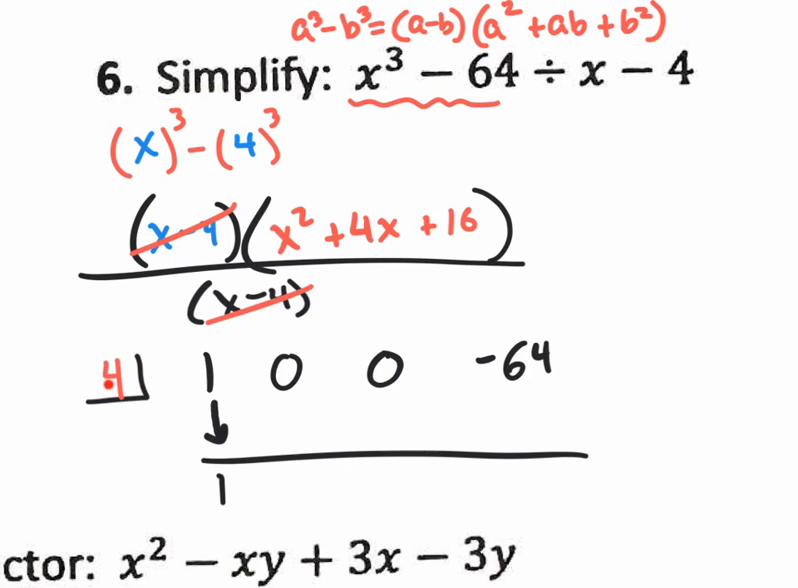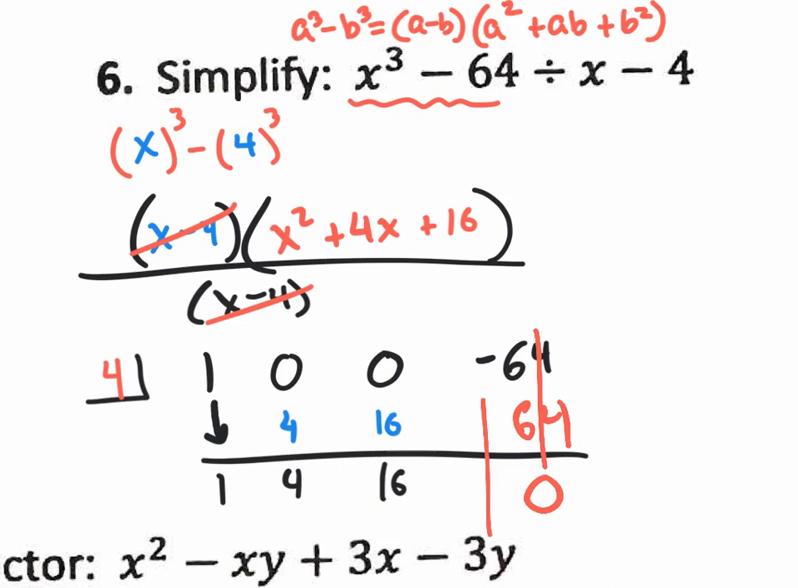As you go up, you multiply. 4 times 1 is 4. As you go down, you combine: 0 plus 4, 4. As you go up, you multiply. 4 times 4, 16. As you go down, you combine: 0 plus 16, 16. As you go up, you multiply. 4 times 16, 64. And that cancels out, remainder of 0.